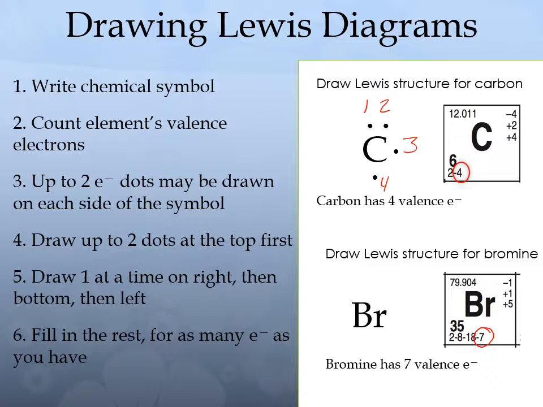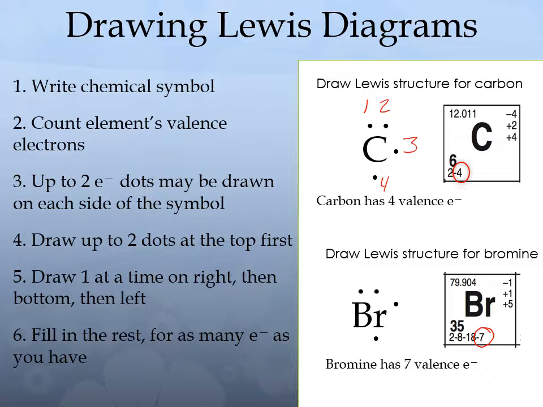So on step 3, it says we can draw up to 2 on the top. I'm going to add my 2 up top. Those are my 1 and 2 electrons. I still have 5 more to go. So I'm going to put my number 3 on the right, moving clockwise. I will put number 4 down the bottom, just like I did with carbon above.